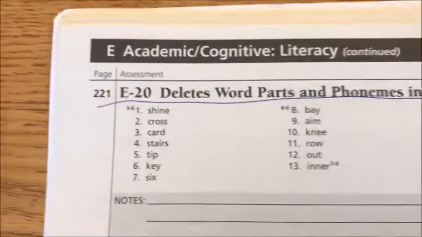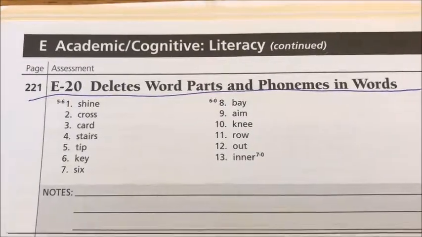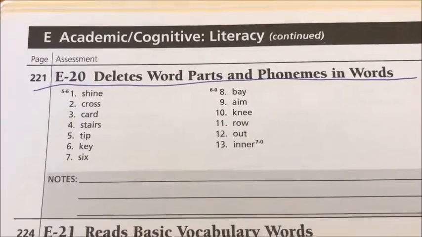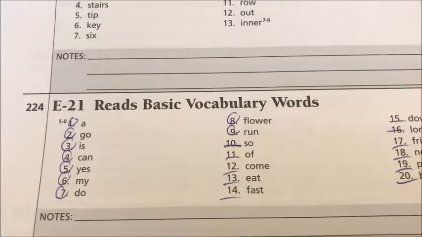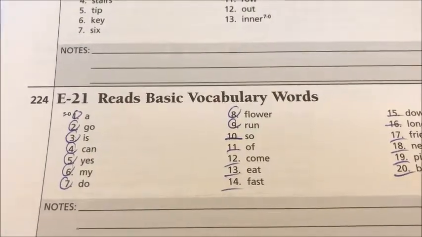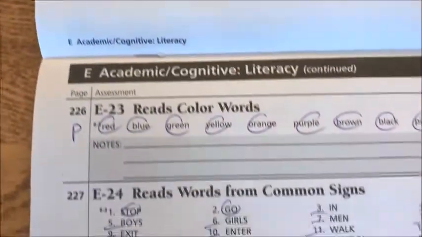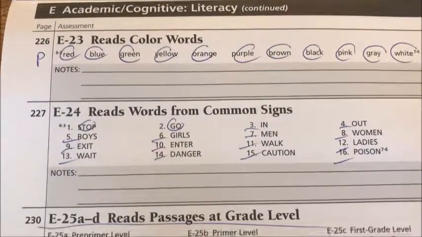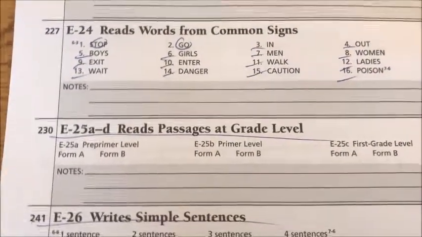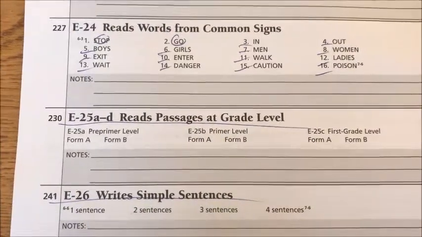Okay, so let's take a quick look at the literacy. Under the literacy, you have deletes word parts and phonemes and words, so you underline that, then the student is not able to do it. Reads basic vocabulary words, and you've circled some that they're able to do and underlined others. And then down here, reads color words, reads words for common signs, and so on. Writes simple sentences, you've underlined because they can't do it.